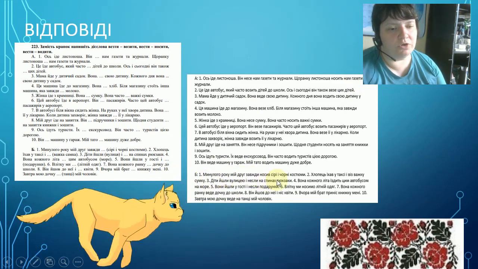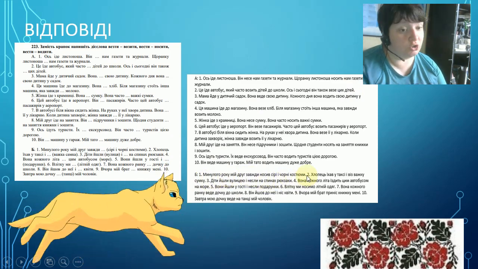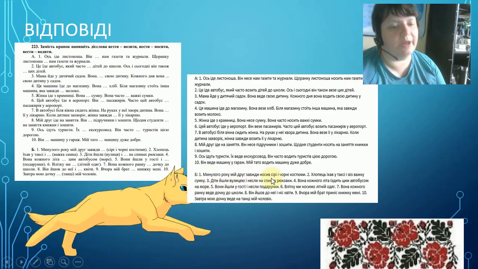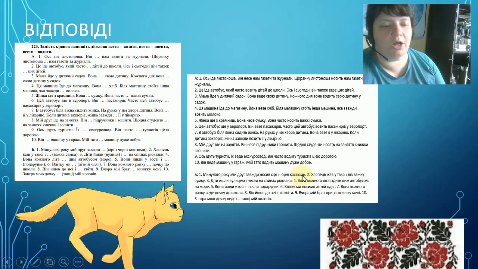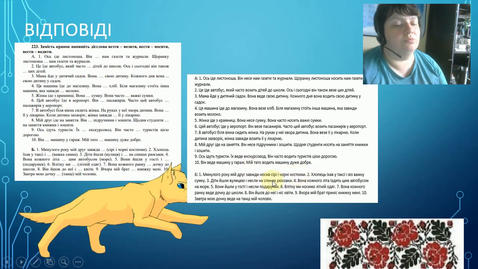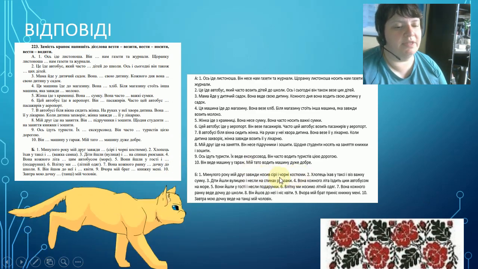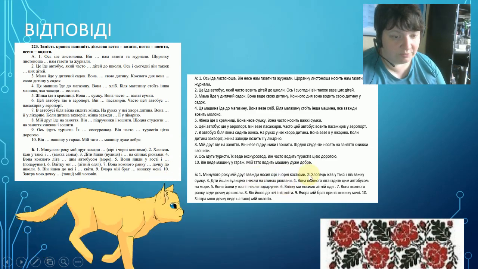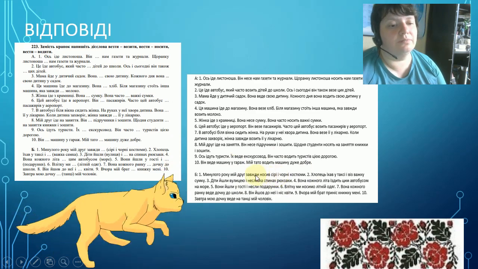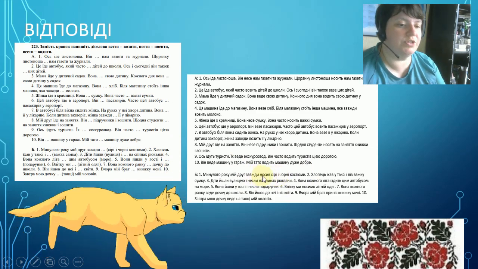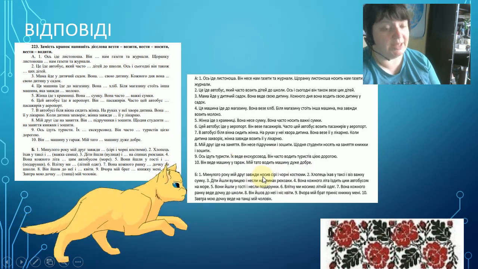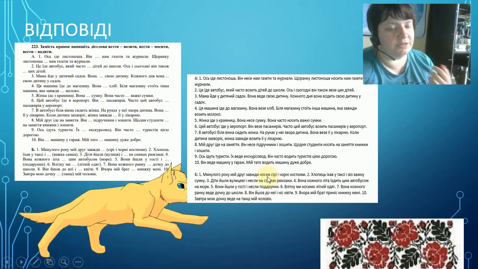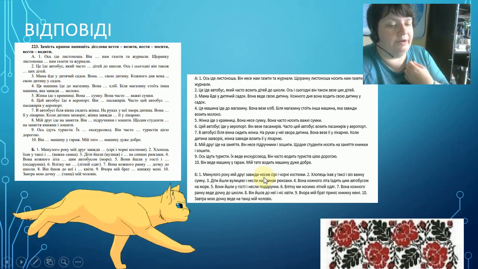Минулого року мій друг завжди носив сірі і чорні костюми. Last year, my friend always wore gray and black costumes. So he every day wore these costumes. So here we have just routine like past simple. You see, and you see that the word носити, it's not only to carry something, it's to wear something on yourself.